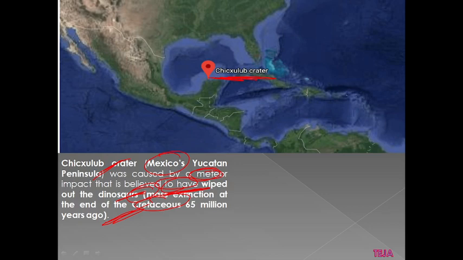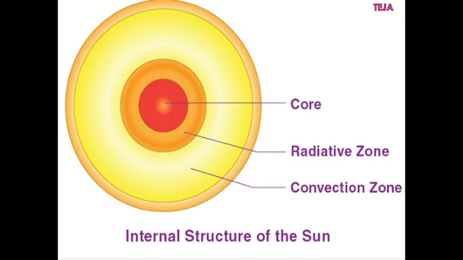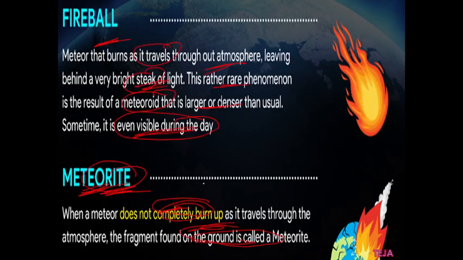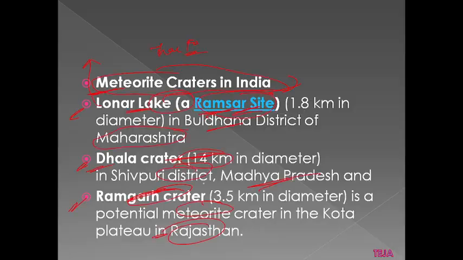Okay, so these are the various craters that are found during meteoroid attacks on the earth. Okay, so these are related to various topics I have covered today.